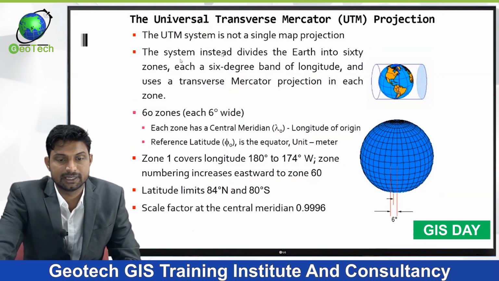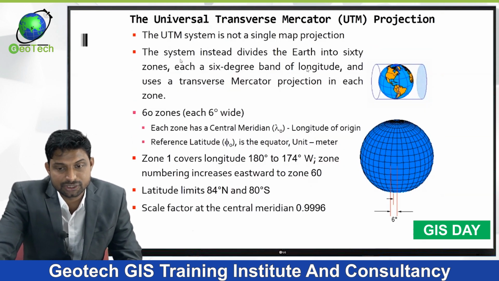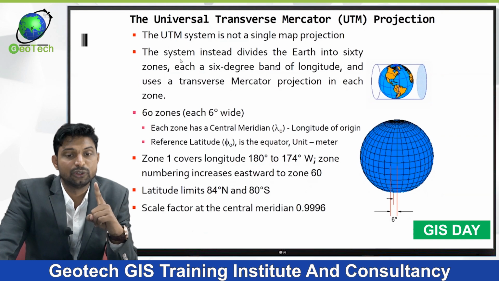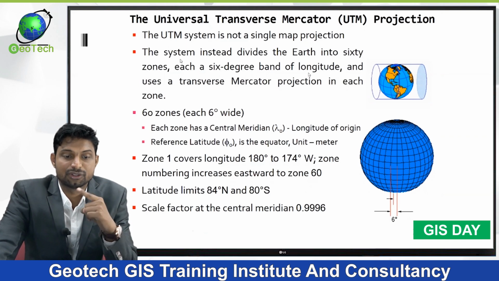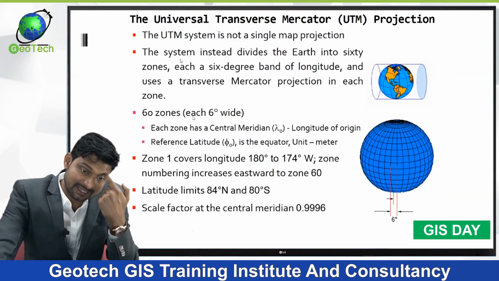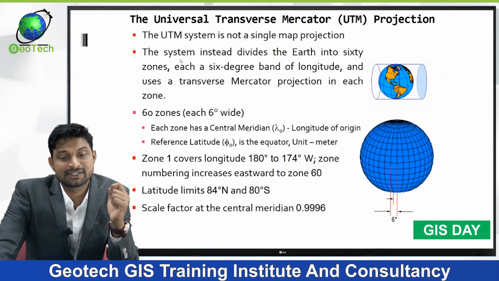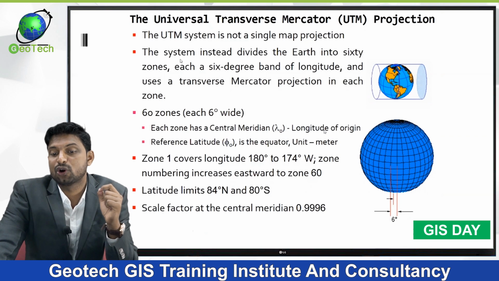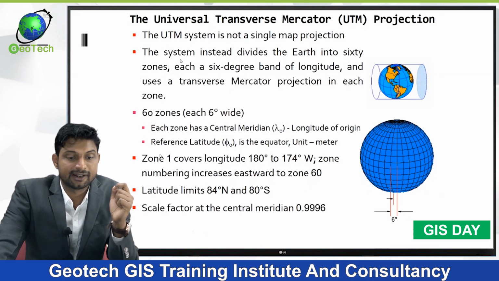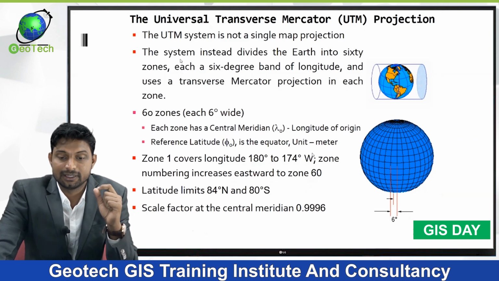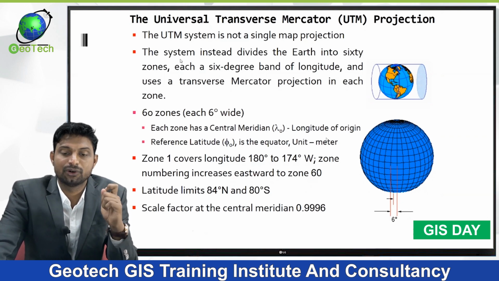Now you can see here 6-degree bands of longitude and a transverse Mercator projection in each zone. So each UTM zone has a 6-degree band of longitude, 60 zones, each 6 degrees wide. Each zone has a central meridian, that is the longitude of origin. The reference latitude is the equator, and the unit of measure is mostly meters.